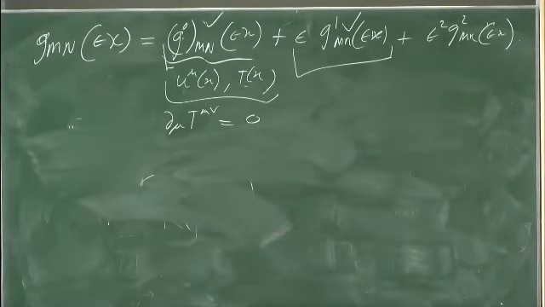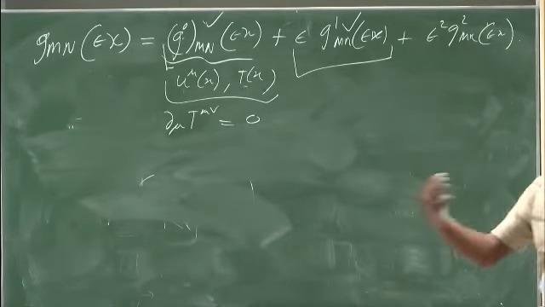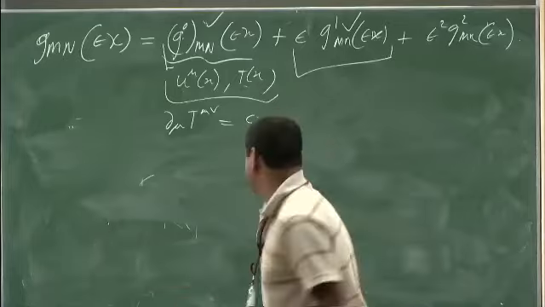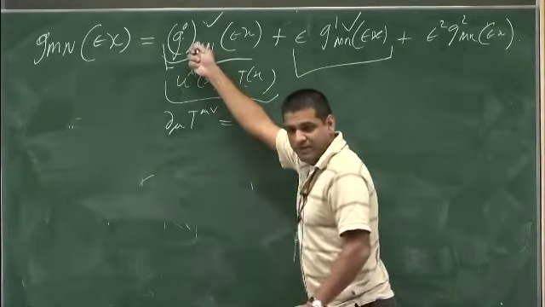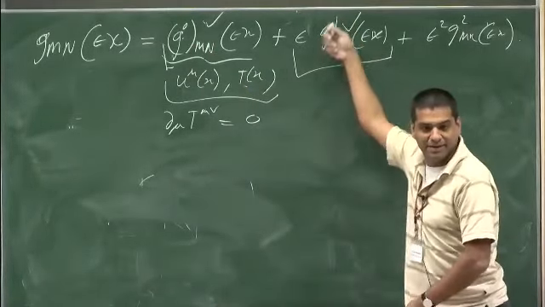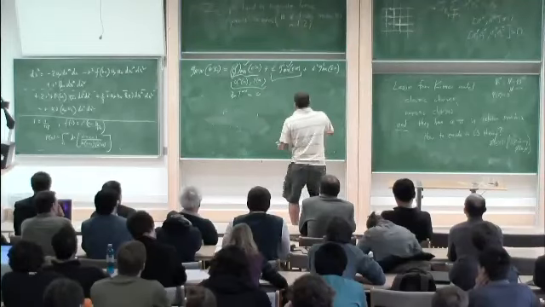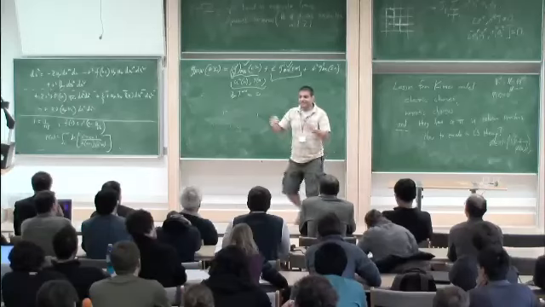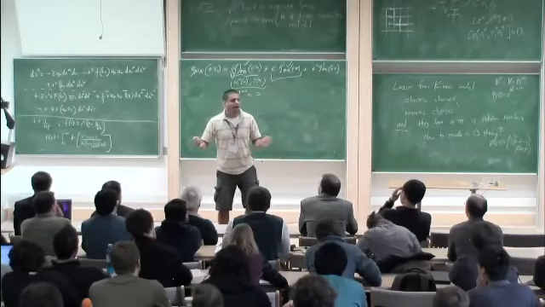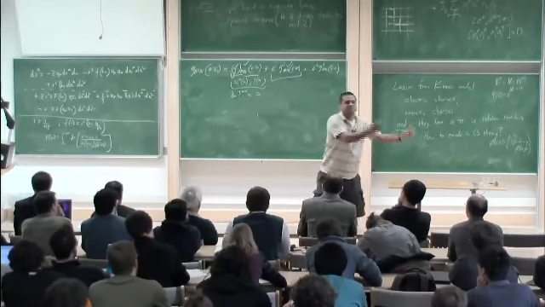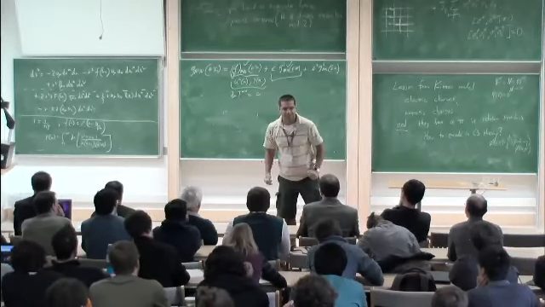Terms of order epsilon to the 0 and epsilon to the 1 don't appear, because you've solved the equation at order 0 and you've solved the equation at order epsilon to the 1. But terms at order epsilon squared do appear. Those give you new equations. Once again, these new equations can be divided up into the constraint equations and the dynamical equations.